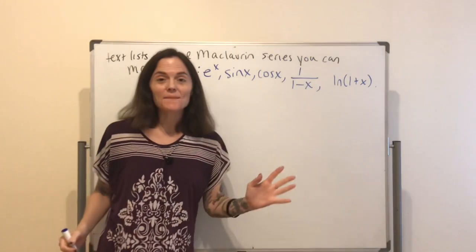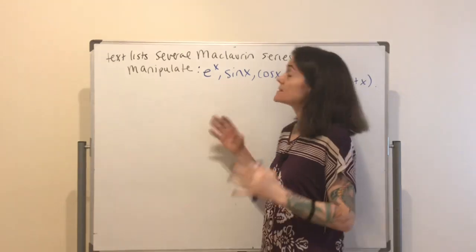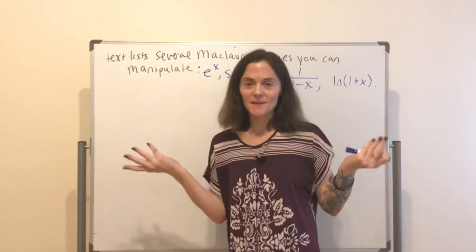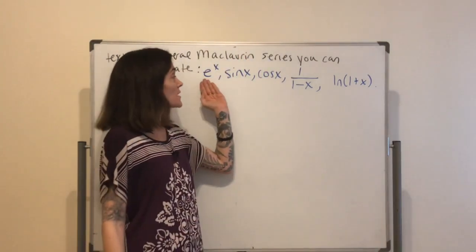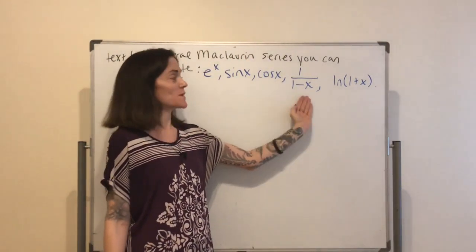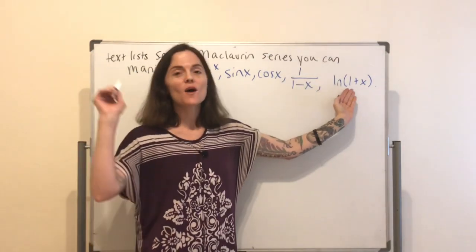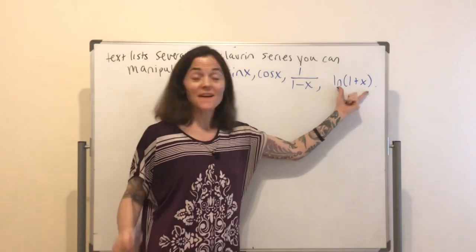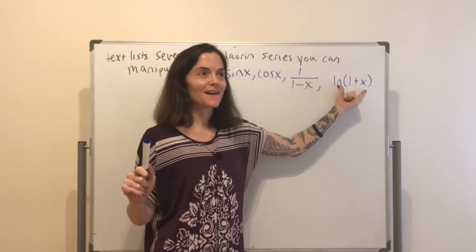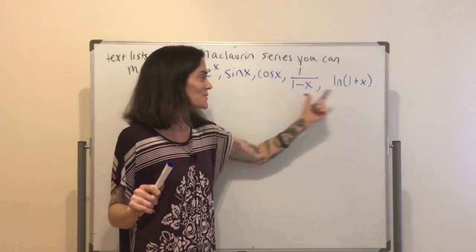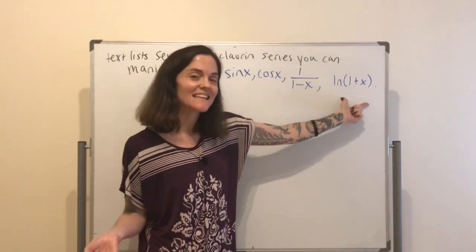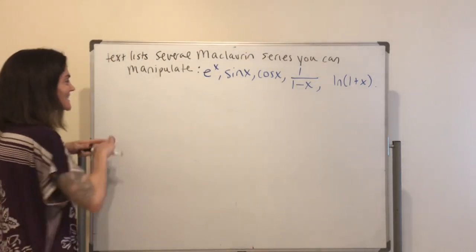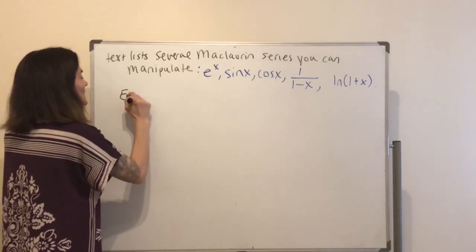I will make a comment that our text lists several Maclaurin series that you can use in this section to manipulate. In particular, e to the x, sine x, cosine x, 1 over 1 minus x, and ln of 1 plus x. We have used at least the first 4. In fact, this one you could get by, let's see, integrating. So this one, in theory, the text doesn't need to give you. Should we do that as an exercise? Maybe we should. This is a nice activity. So we will do this.